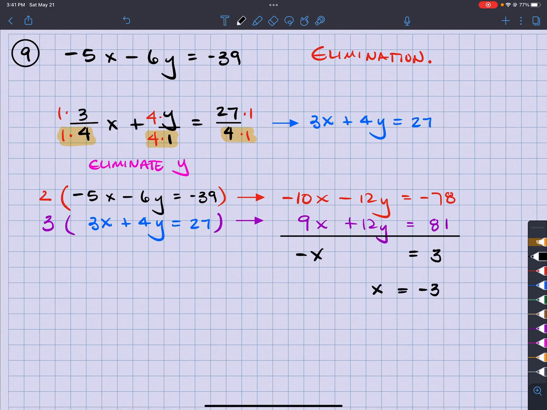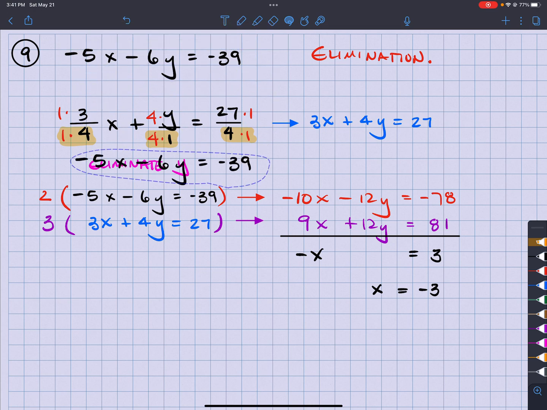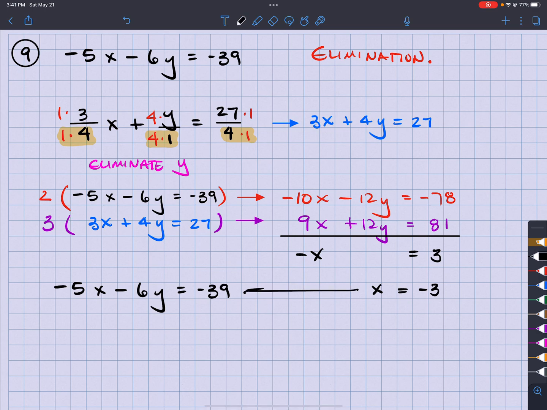Now that I have x is equal to -3, I can put it back into one of the original equations. And since this equation right here was not messed around with, that's what I'm going to use, okay? I don't want to use the other one because there's a bunch of fractions as well, so it becomes kind of a pain in the butt, right? So I'm going to go ahead and plug this into here.